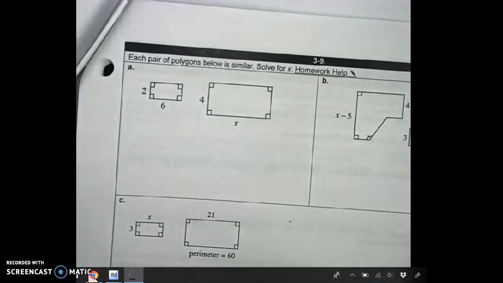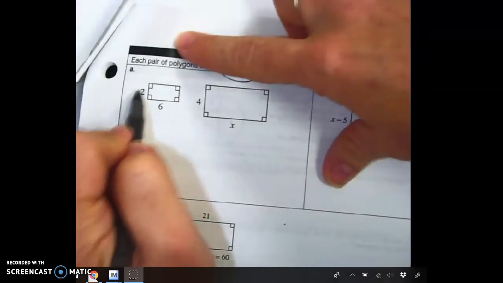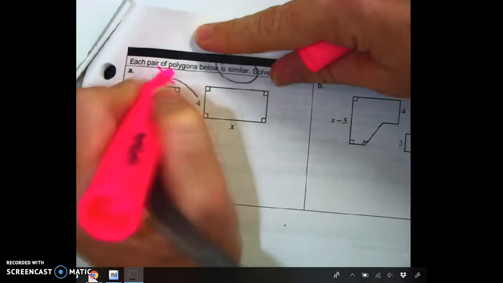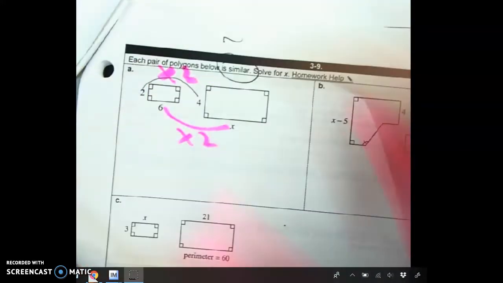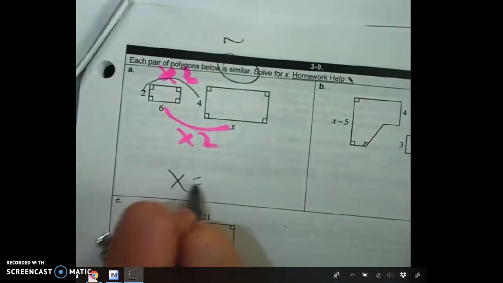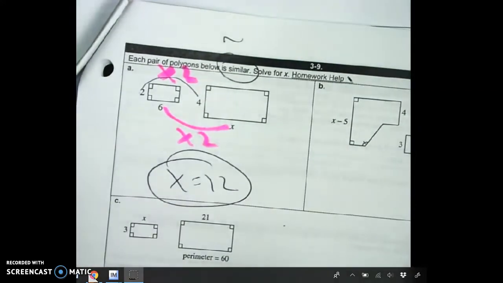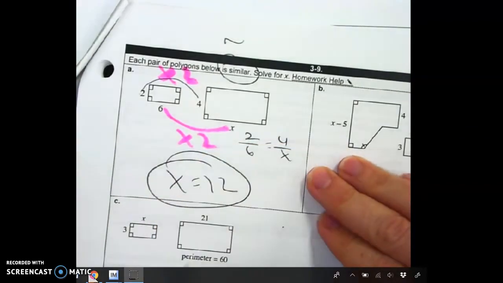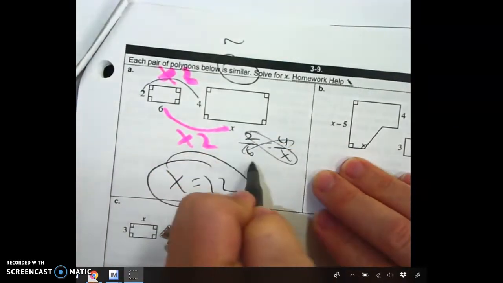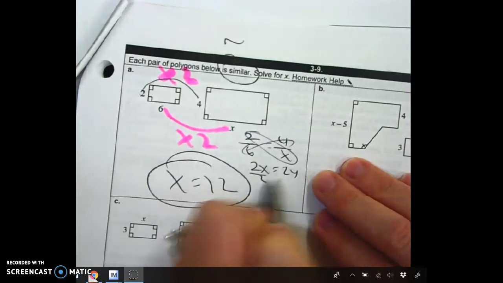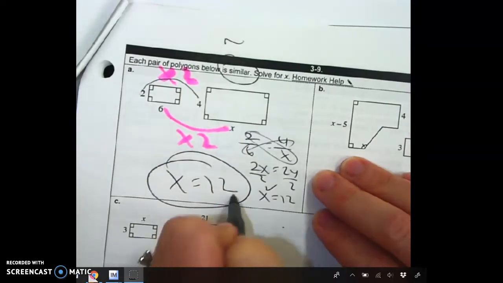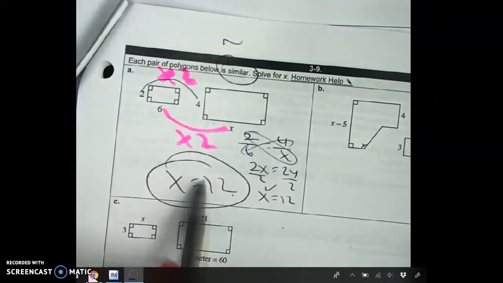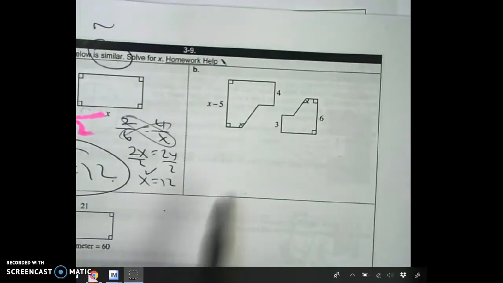All right, they want you to solve, they're similar, which means if you notice this times this is times 2. So that means this is also times 2, and 6 times 2, 12. Okay? Another way to do this one, 2 over 6 equals 4 over x. Multiply, multiply. 2x equals 24, divide by 2, x equals 12. Both ways it works. I feel like it's easier to do the one this way in pink, but once you get to this one, you can't play that game as easily.